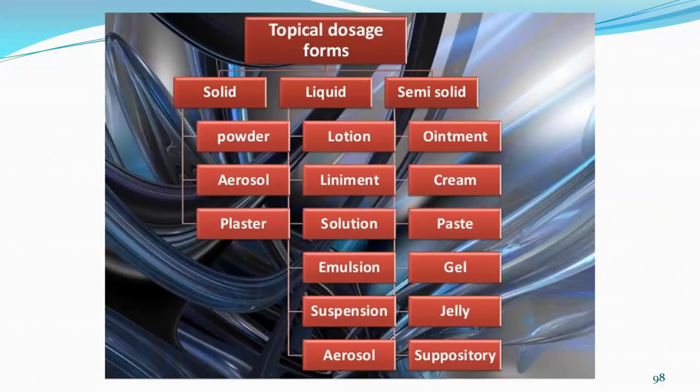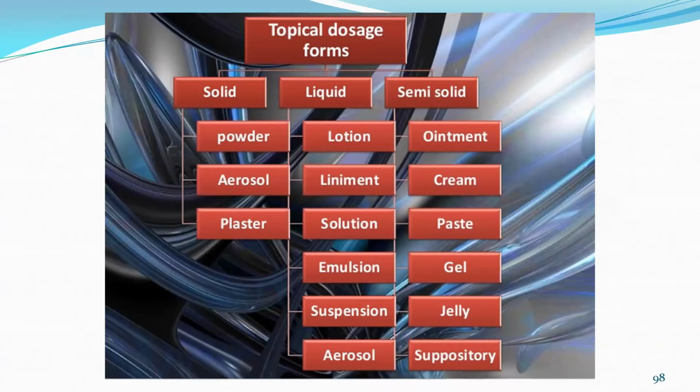And this is a different way of classification for ease of remembering. Once again, the topical dosage forms can be classified into solid, liquid and semisolid. The solids are classified into powder, aerosol and plaster. And in case of liquid, they are classified into lotion, liniment, solution, emulsion, suspension and aerosol. This is the way different books classify.